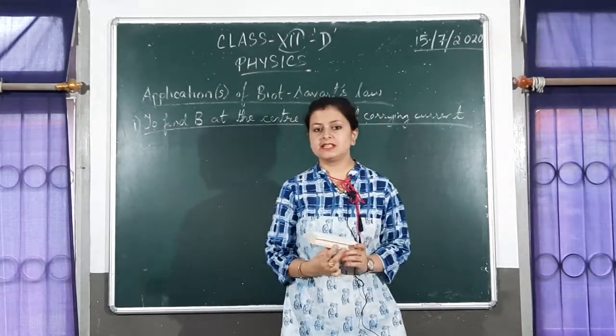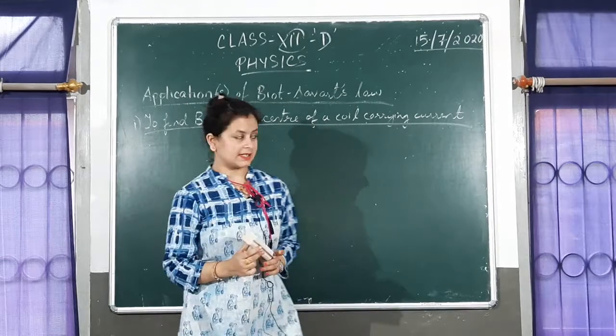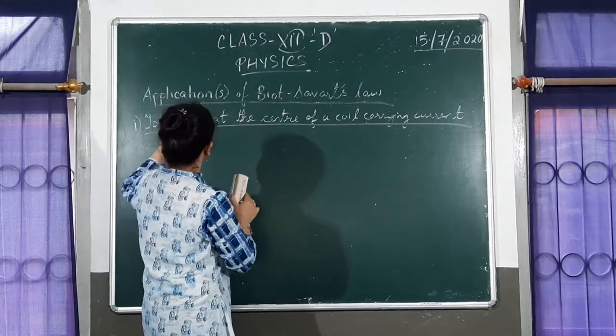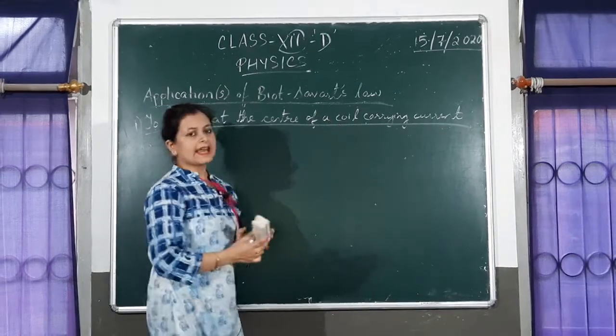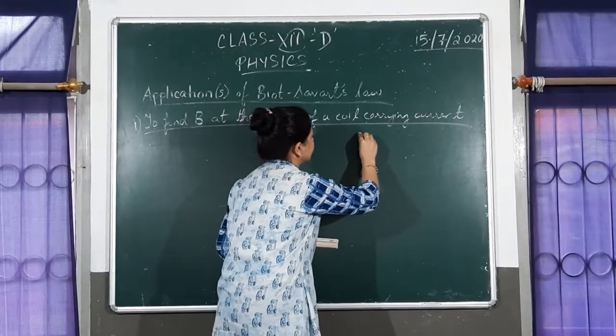Now, we are proceeding to the next application of Biot-Savart's law. The next application is to find B, meaning magnetic field intensity, at the center of a coil carrying current. The diagram will be very simple for you.